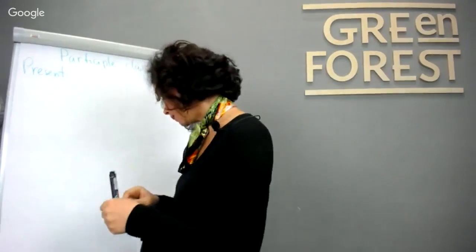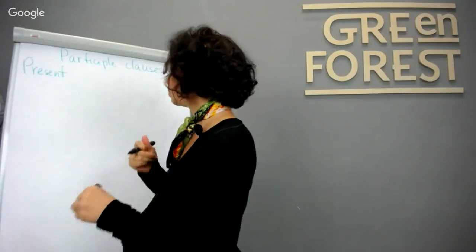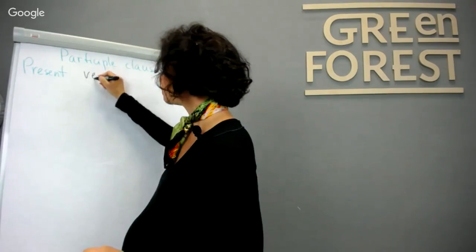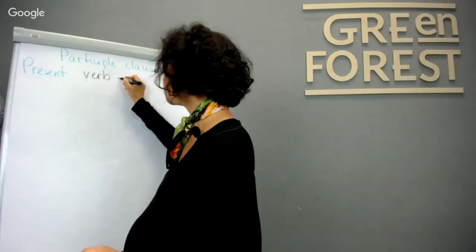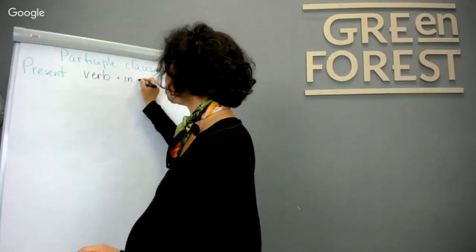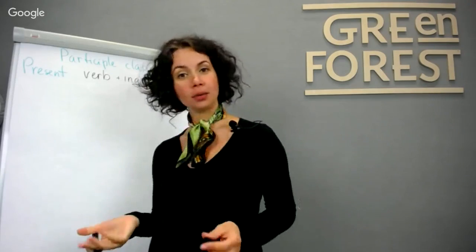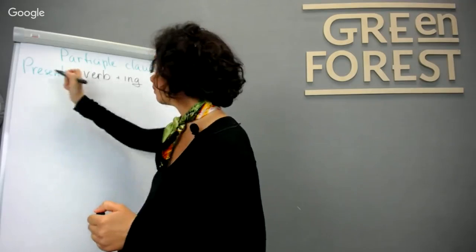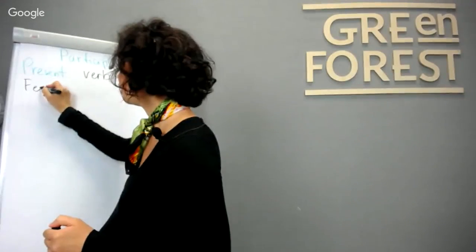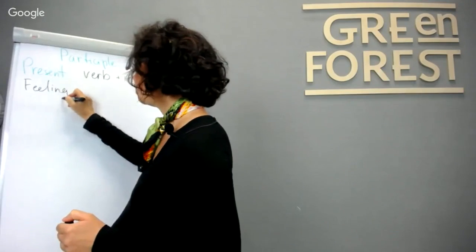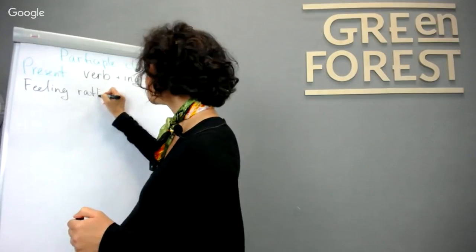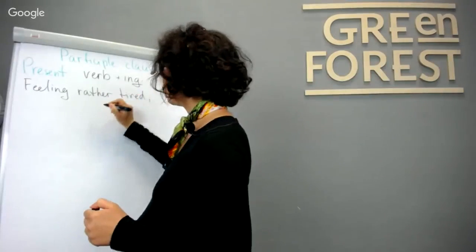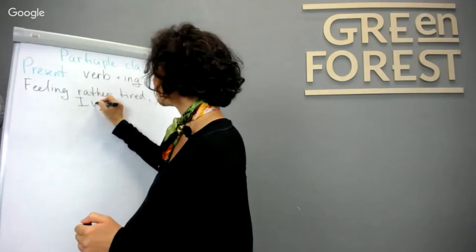Present participle. How do we form a present participle clause? First, we just take our verb and we add to it the ending ing. And this is how it is created. For example, feeling rather tired, I went to bed early.